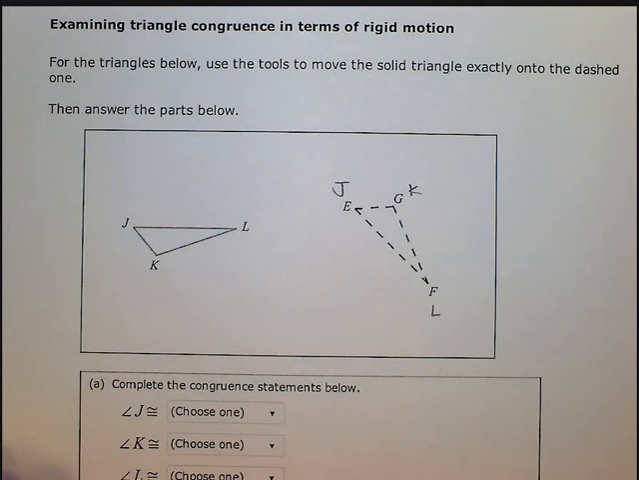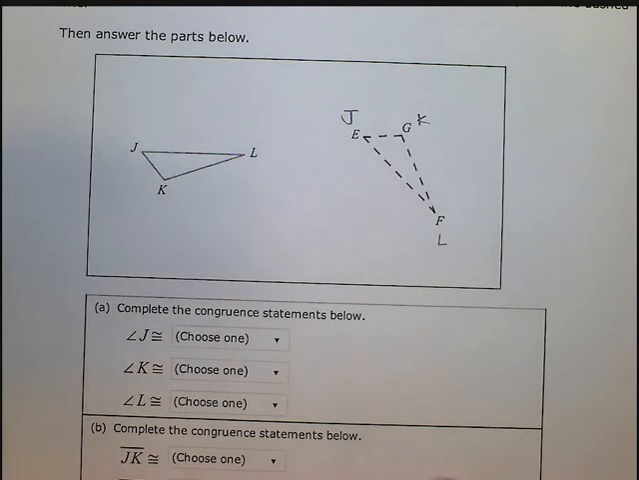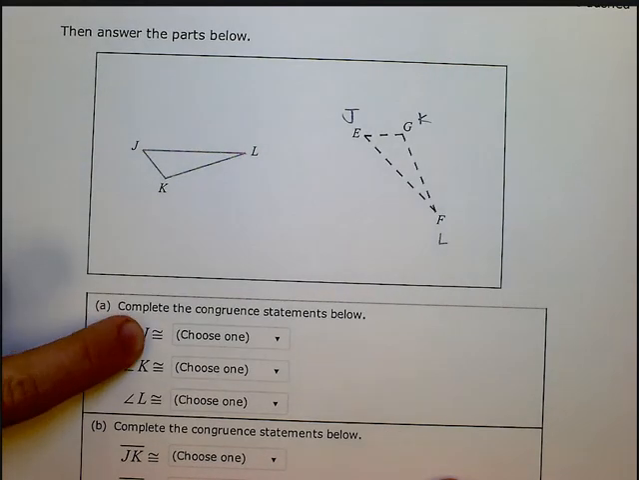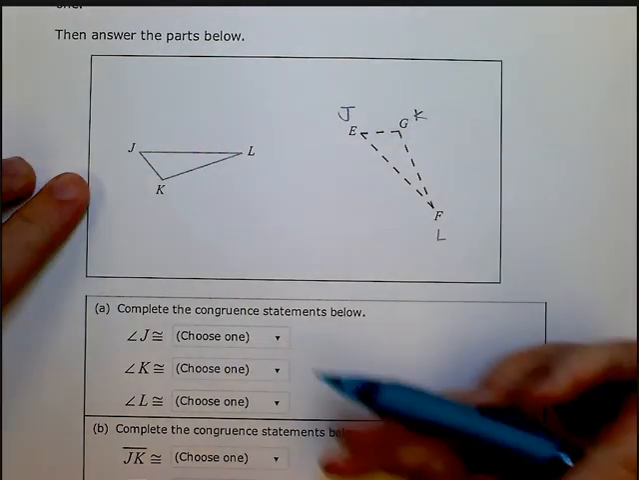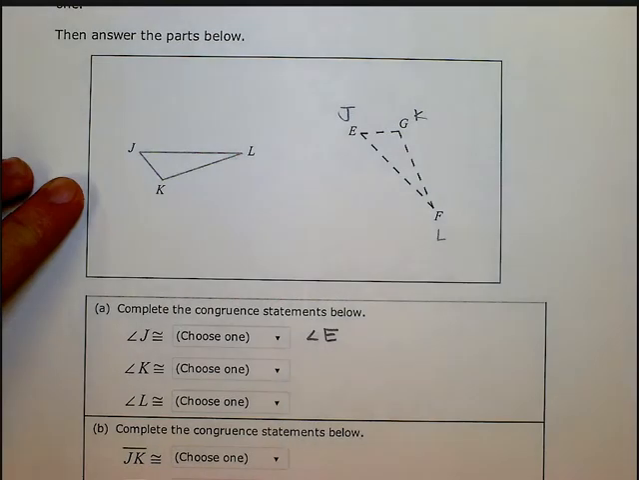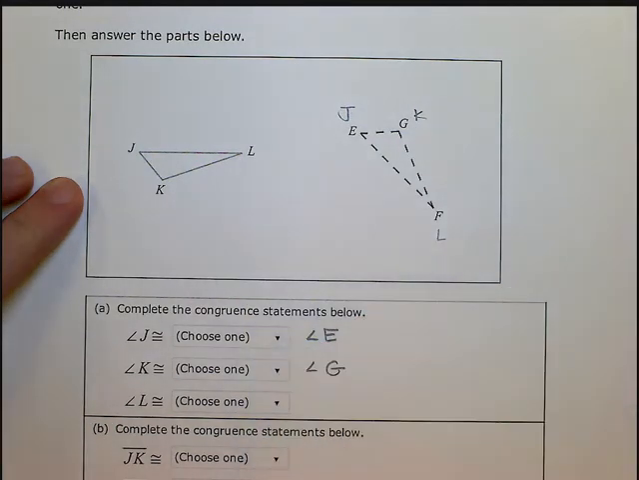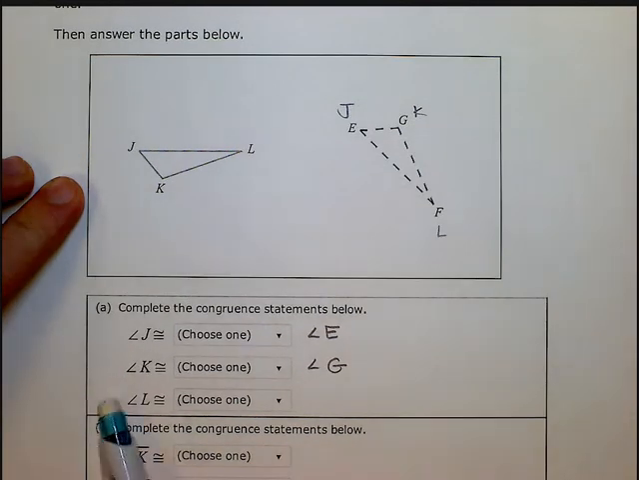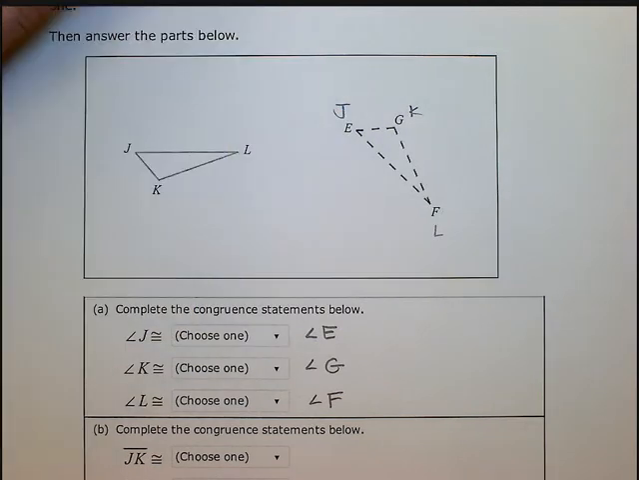All right? Now let's answer the questions. Letter A says complete the following congruent statements below. So it's saying angle J is congruent to, and I want to know which angle it's congruent to. J we saw lined up with angle E, so I would choose angle E in the drop-down menu. Angle K is congruent to angle G because that's which one it landed right on. And angle L is congruent to angle F because they landed right on top of each other. Once you've actually done these transformations, it's easy to pick those out.